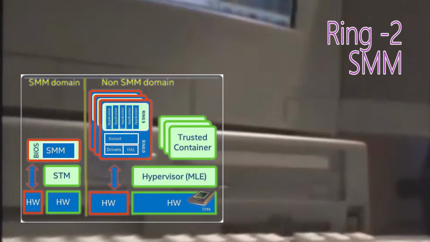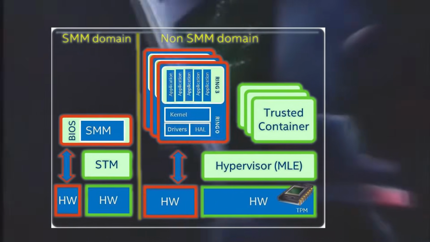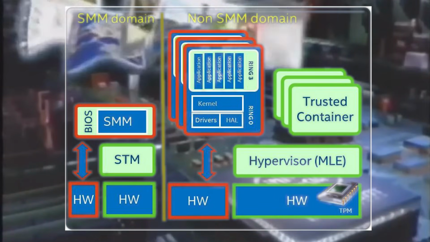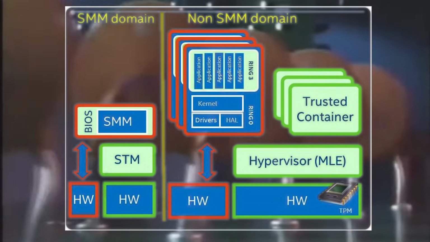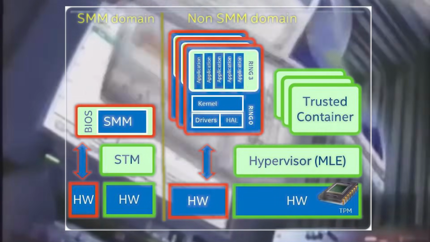Ring -2, the system management mode. This handles power management, thermal control, hardware stuff. Completely irrelevant for us. Honestly, if you can hack that one, what are you doing here? Like, stick around please, but just saying.